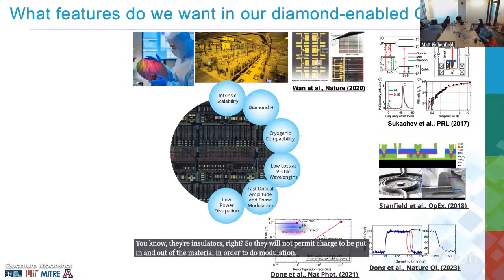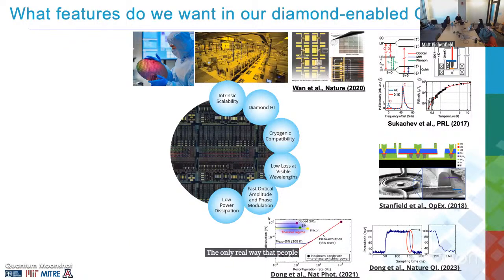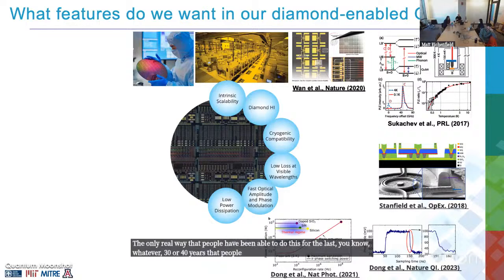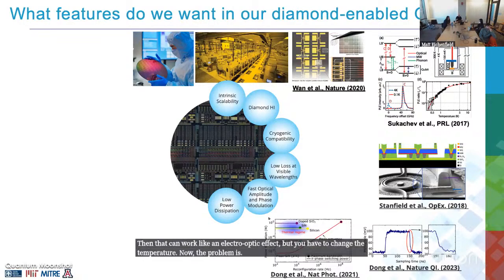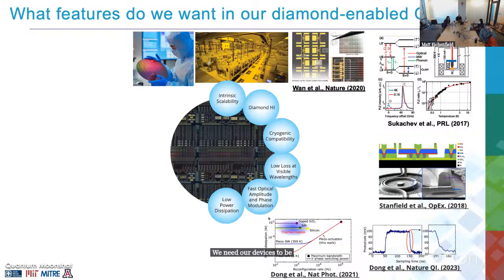The only real way that people have been able to do this for the last 30 or 40 years that people have been doing integrated photonics with silicon nitride is to use temperature. If you change the temperature of silicon nitride and silicon dioxide, it will change the speed of light in those materials. Then that can work like an electro-optic effect, but you have to change the temperature. Now, the problem is we need our devices to be super cold, so I can't heat them up in order to do the modulation. That would be a non-starter.